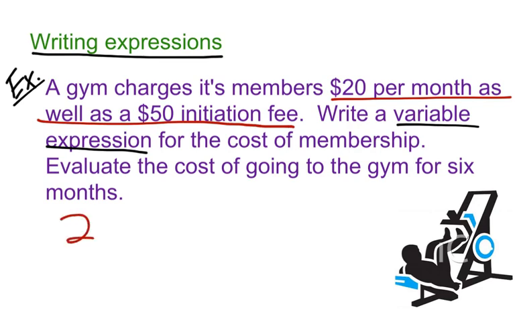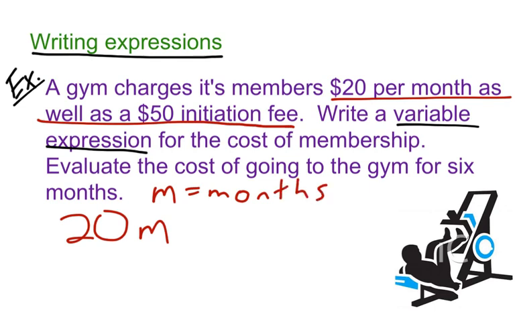So it's $20 for each month. So if it was 1 month, it would be 20. If it was 2 months, it would be 40. 3 months, it would be 60. See, we're just multiplying there. So it's 20 times m, or I could just say 20m, and I'm going to let m be the number of months.